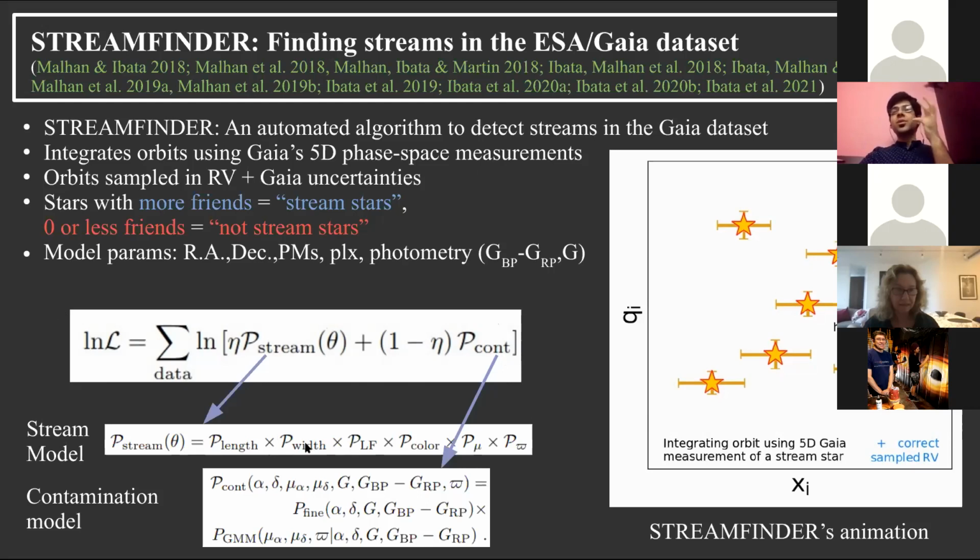If you want to find a globular cluster stream, then the width will be smaller, 50 parsec, 20 parsec or so. Then there's a luminosity function term and the color term to take care of the stellar population, the proper motion term, and parallax term. And then we also build a contamination model to take care of the contamination, because we're interested to find a weak stream signal on top of the contamination of the halo. So this is how StreamFinder works.